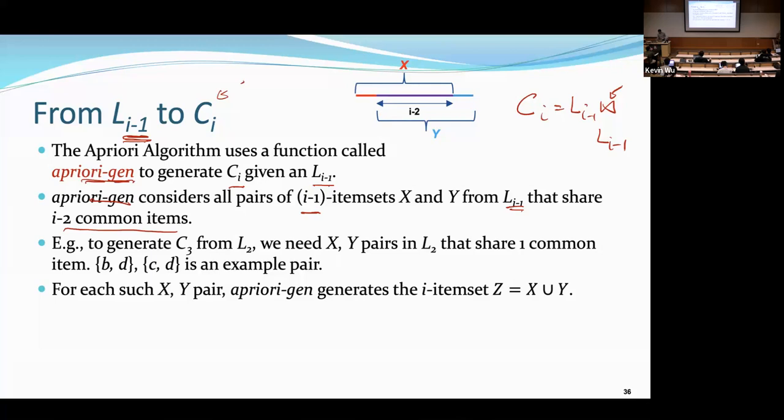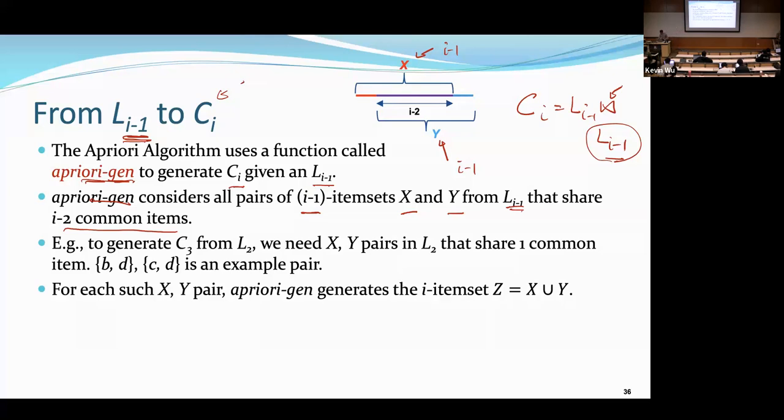That is to say, I take an X and a Y from Li minus 1. Let's say this is X, and let's say this is Y. Each one of them comes from Li minus 1. Therefore, X has i minus 1 items. Y also has i minus 1 items. Now, we take this pair if they share i minus 2 common items. That is, they overlap in i minus 2 items.